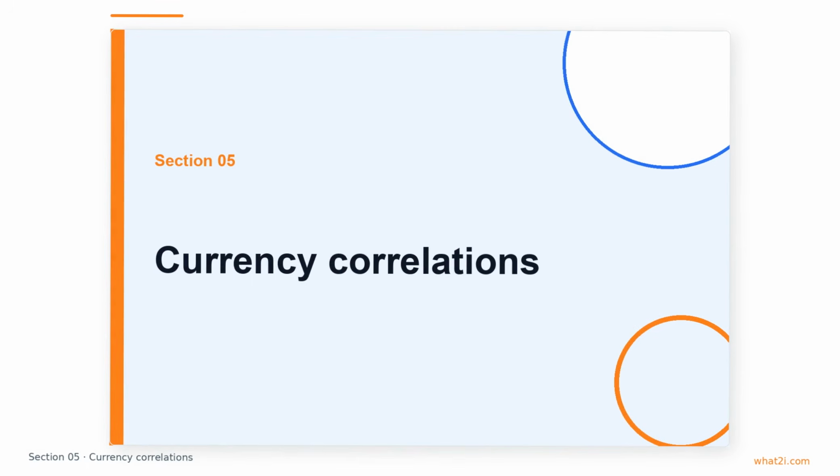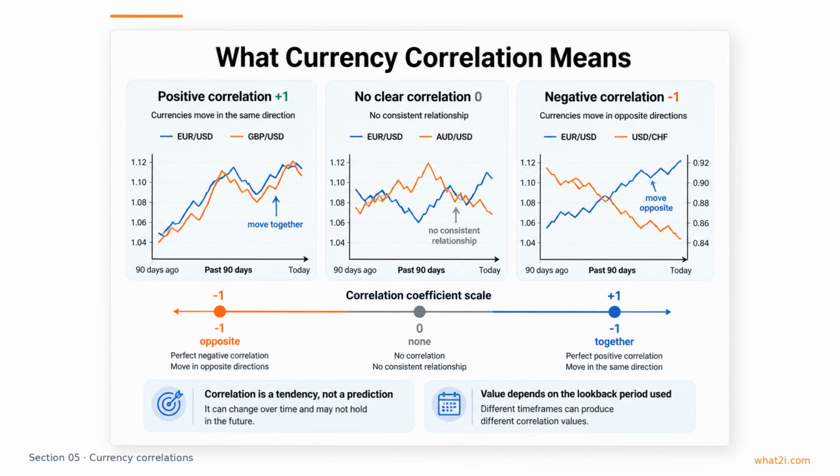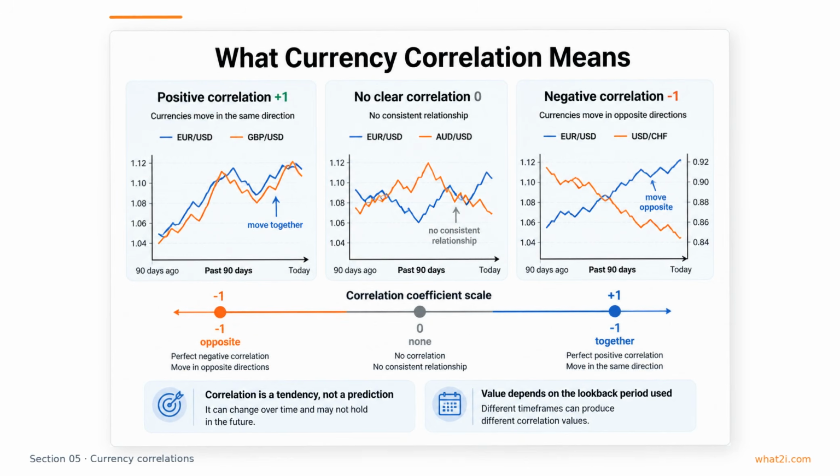Section 5. Currency Correlations. The final idea in this chapter is correlation, which describes how two currency pairs tend to move relative to each other over a chosen period. Correlation is usually measured on a scale from -1 to +1. A reading near +1 means the pairs tend to move together, while a reading near -1 means they tend to move in opposite directions. A reading near 0 means there's no strong, consistent relationship.